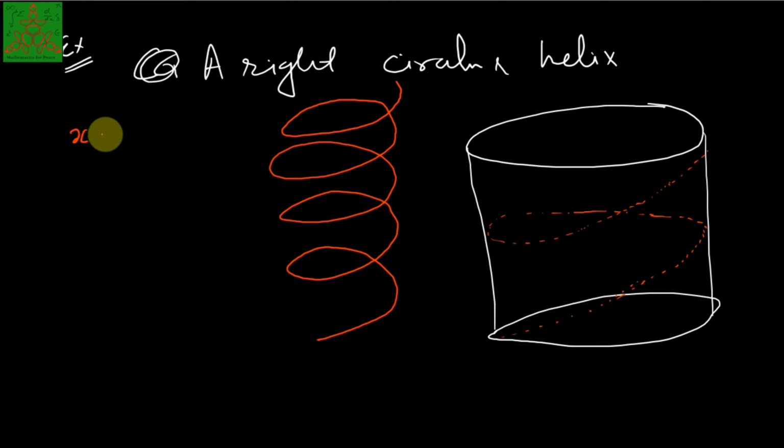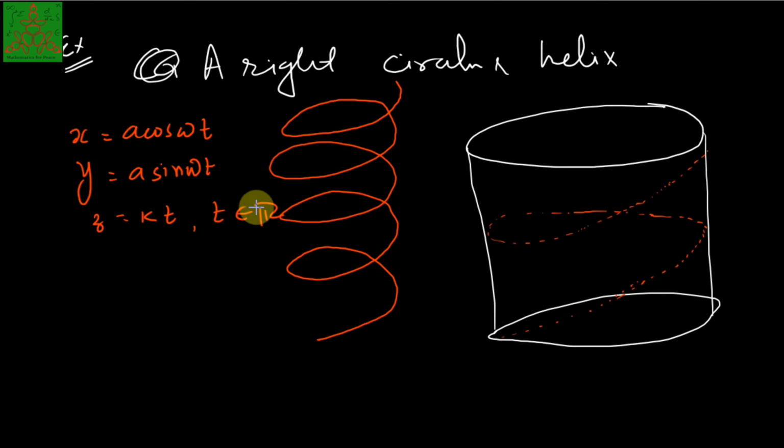What is the equation of the right circular helix in parametric form? x is equal to a cos omega t, where t is a variable, and omega and a are fixed constants. y is equal to a sin omega t, and z is equal to kt, where t is a parameter belonging to R, and a, omega and k are constants. So this is about a curve.